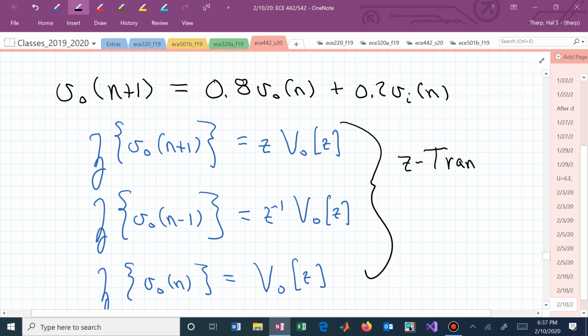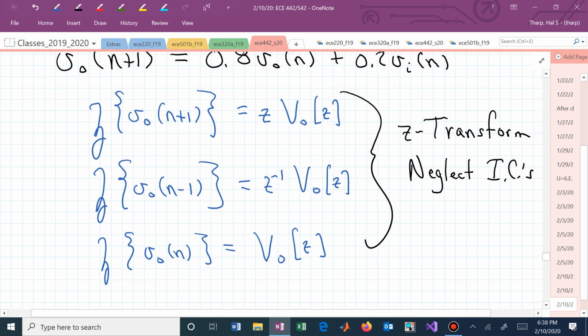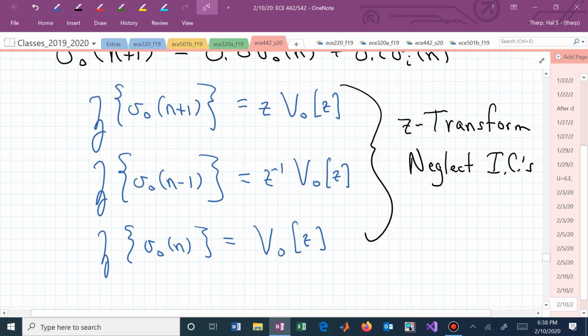If we're looking for the transfer function, we can neglect the initial conditions, that's why we didn't include them in these expressions. Normally you would have some delayed terms or some constants added to those when you z transform. So now the z transform is neglecting the ICs because we are interested in the transfer function.